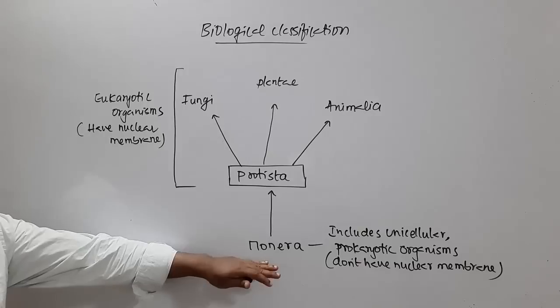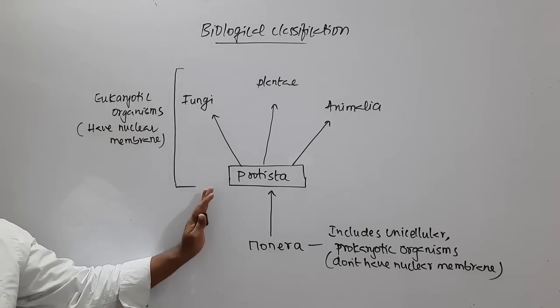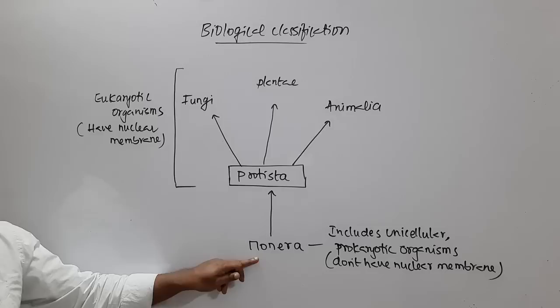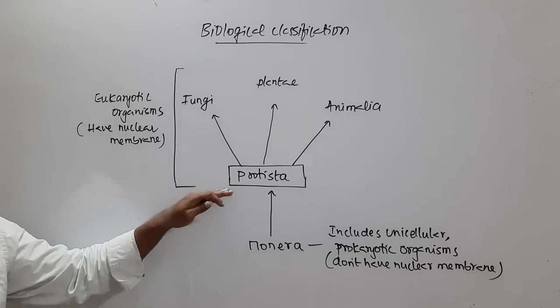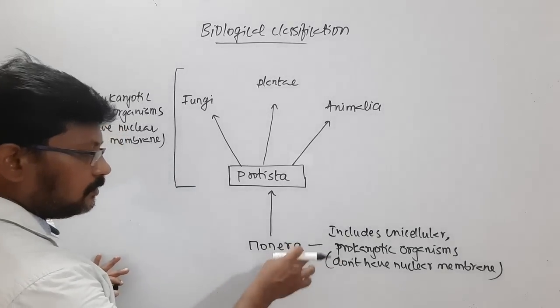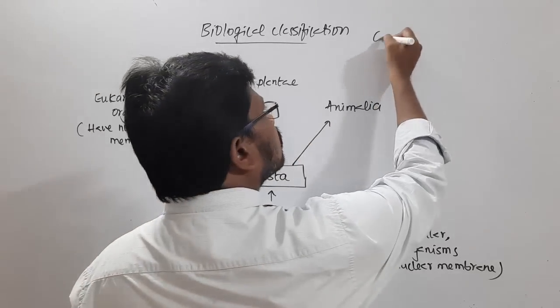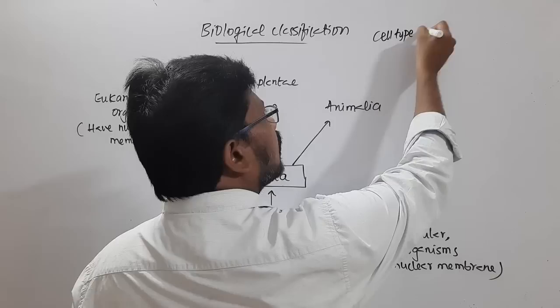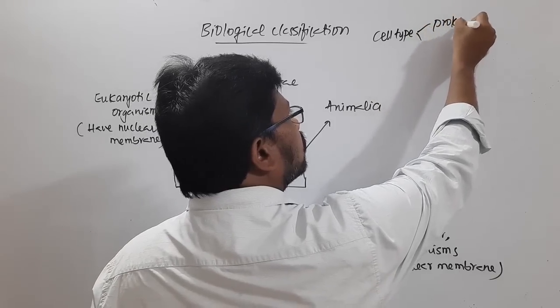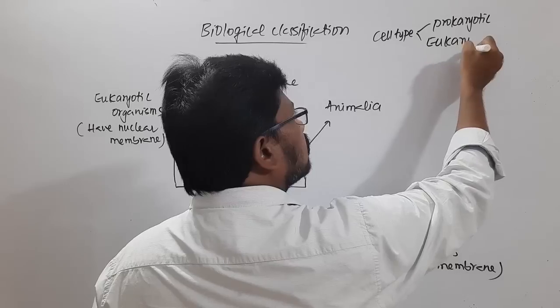Based on it, we classified organisms into prokaryotes and eukaryotes. So out of five kingdoms, the only kingdom Monera is prokaryotic. The rest are all eukaryotic organisms. So that is the first criterion I consider: the cell type, either prokaryotic or eukaryotic.